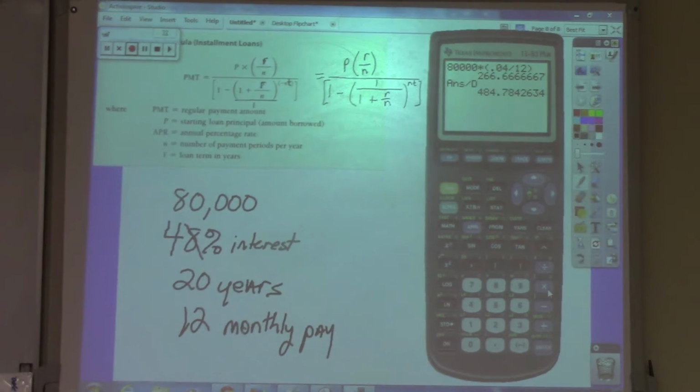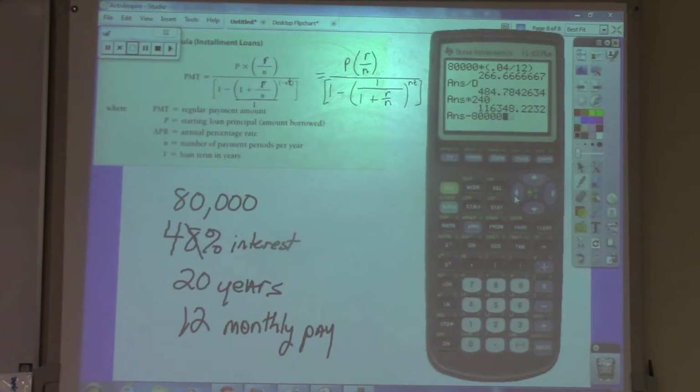Now multiply that by 240 minus 80,000. Oops, that's 800,000. Does it work? 36,248. That's not a whole house.